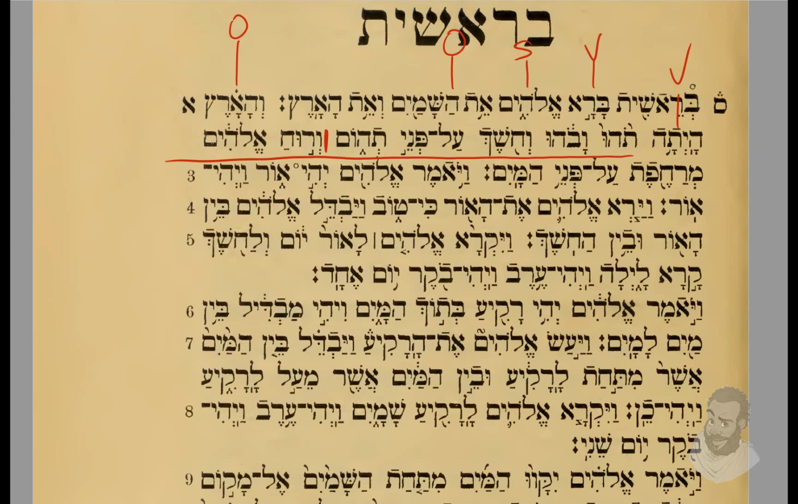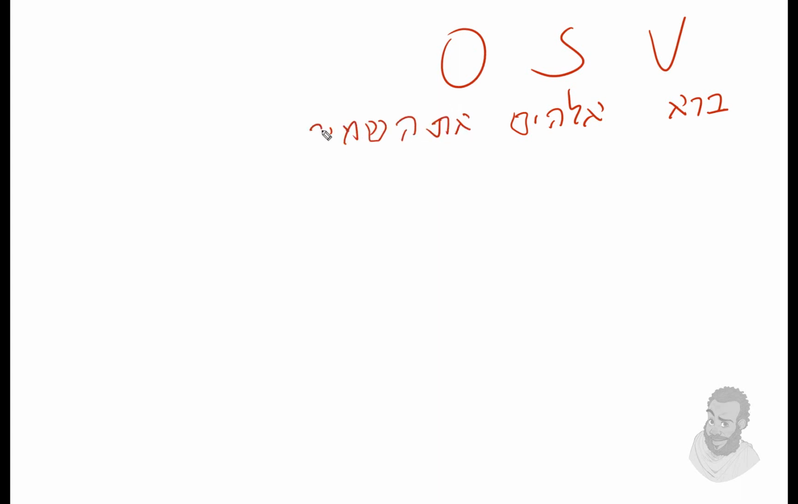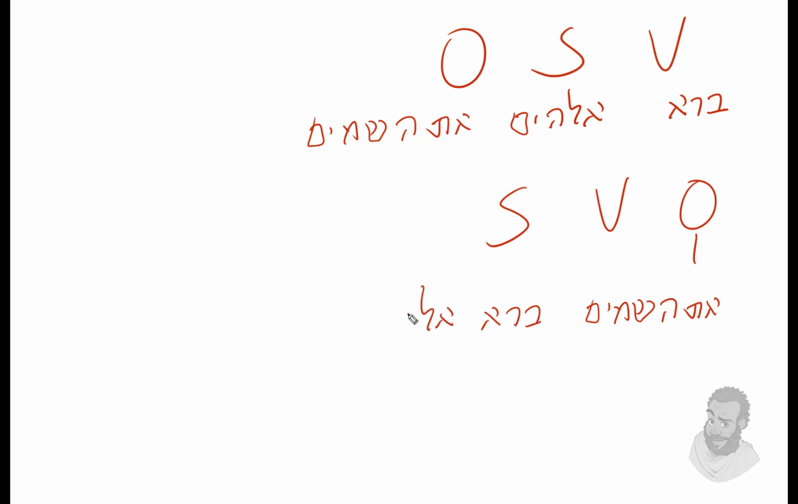Case in point. Let's do this. I'll use the on-screen pen instead of this one. Okay, so let's do VSO. I have bara Elohim, and then I have et hashamayim, right? And then I can do OVS, which is et hashamayim bara Elohim.